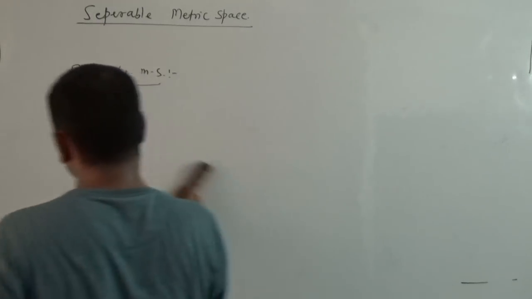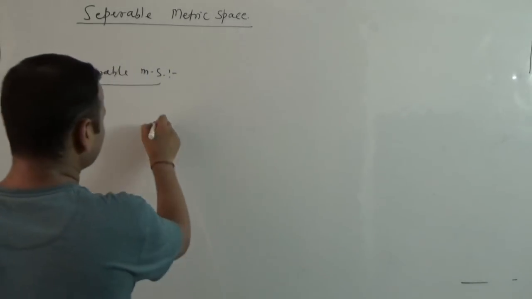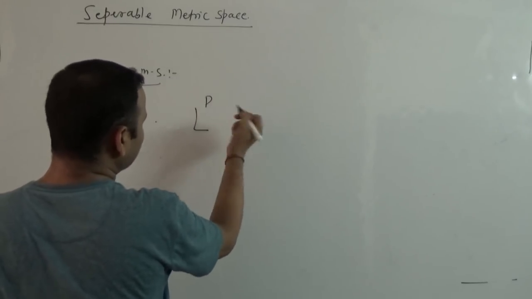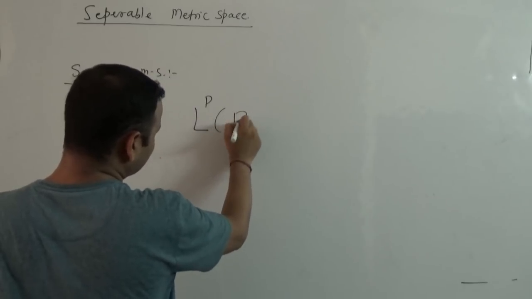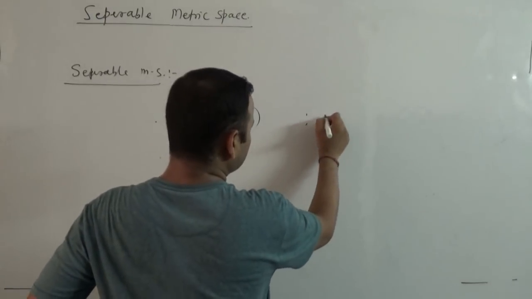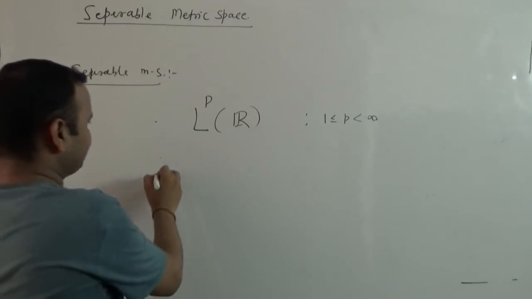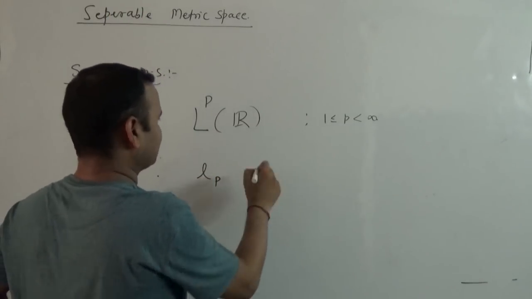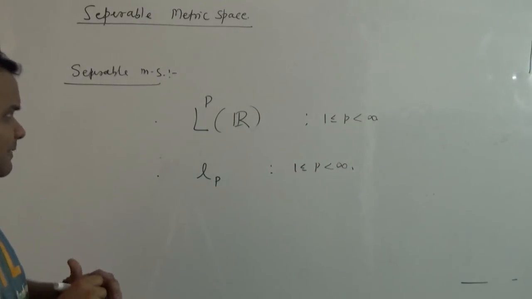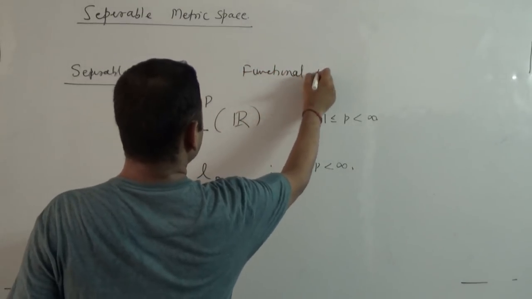Fine. Do we have other separable metric spaces? Yes. If you go to functional analysis, that's called L^p. Consider this L^p of R, with Lebesgue measure m. What is p? Of course, p less than infinity. So these two spaces are very popular spaces, and these are examples from functional analysis.